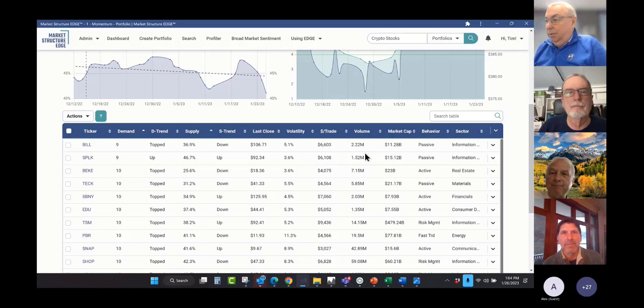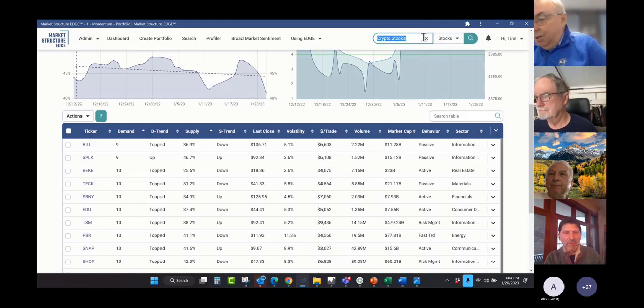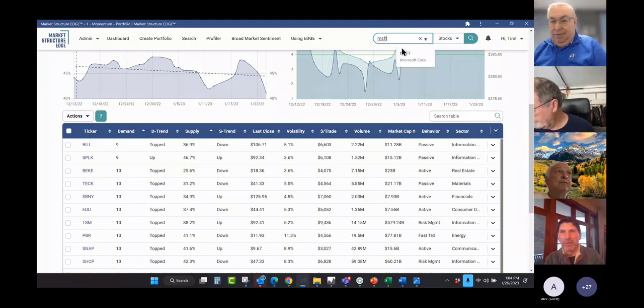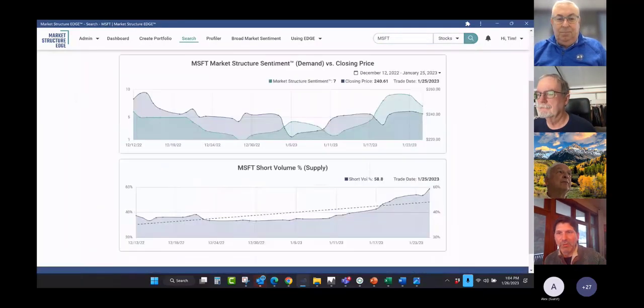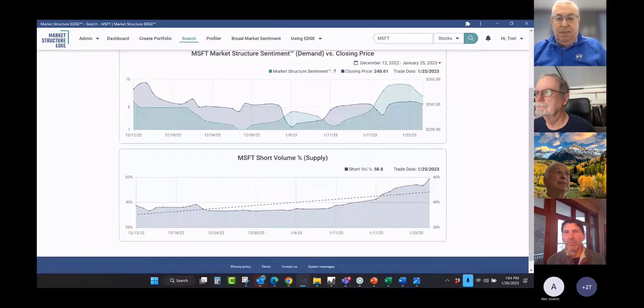So Microsoft volatility is 2.7. It's up 2.4, but demand is dropping and supply is at 58.8. Okay. So at some point it's an interesting one to watch. At some point the math is going to have to work. I absolutely agree with you. And I'll follow that with a little data. I agree. You look at that, the stock's going to go down.